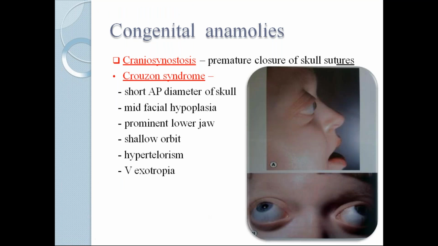Okay, so now I'll ask Dr. Sneha to go through these things and explain to them. I'll go have water and come. Okay, congenital anomalies. Sneha, sit. Read.